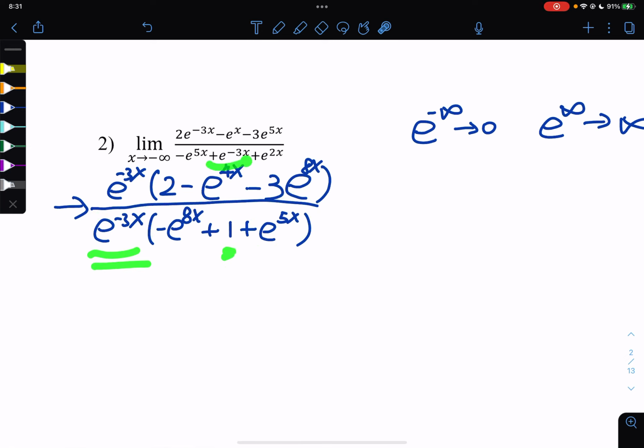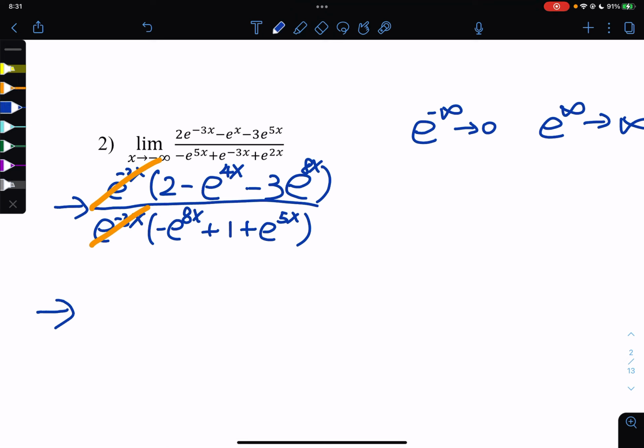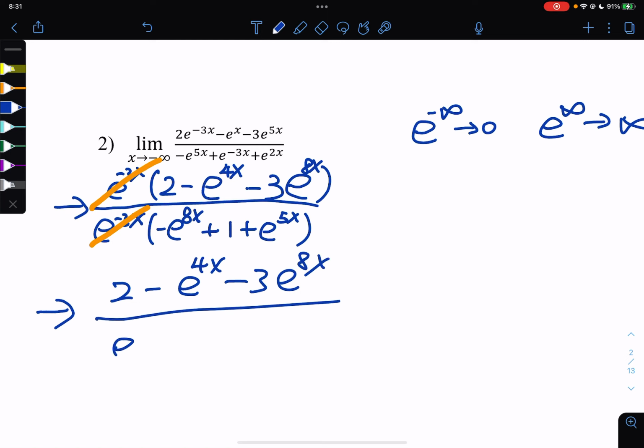This multiply 1 gives me that. And those two terms multiplied together gives me that. So my calculation makes sense. After canceling the dominating behavior term, which would be those two, I end up with 2 minus e to the 4x minus 3e to the 8x over negative e to the 8x plus 1 plus e to the 5x.